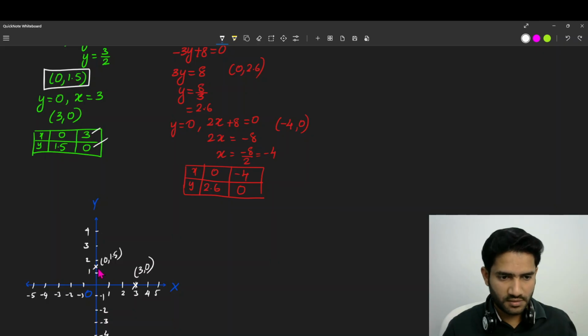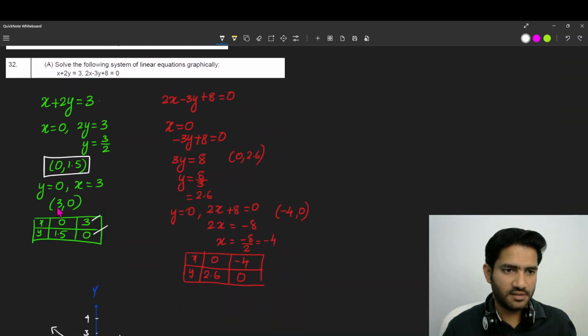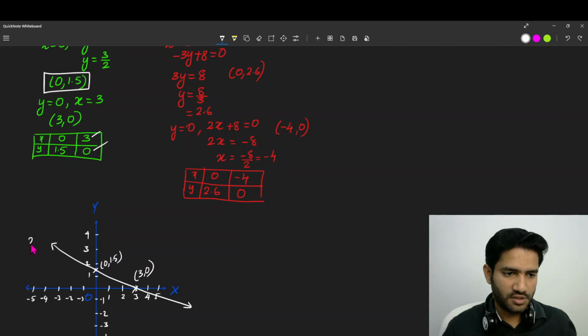So now we can draw a straight line passing through these 2 points. Again, it's a straight line, so you want to use a scale and pencil and draw the line. So this straight line corresponds to x plus 2y equal to 3. Then the second line. If you want, we can change the color for the second line.